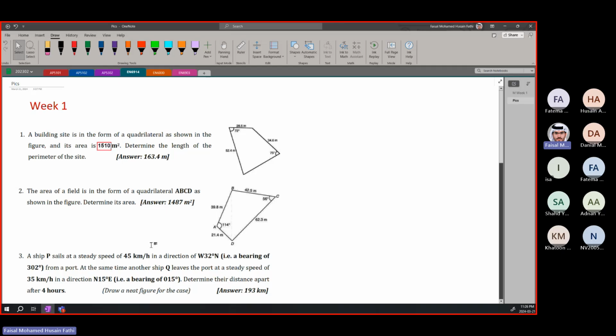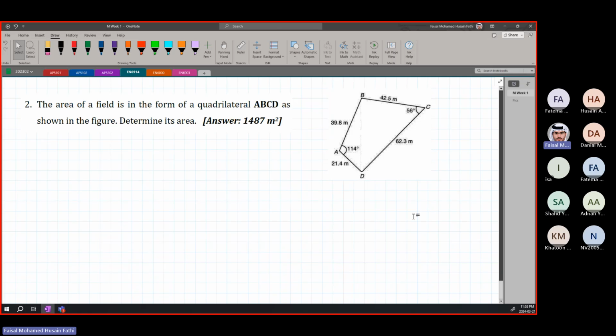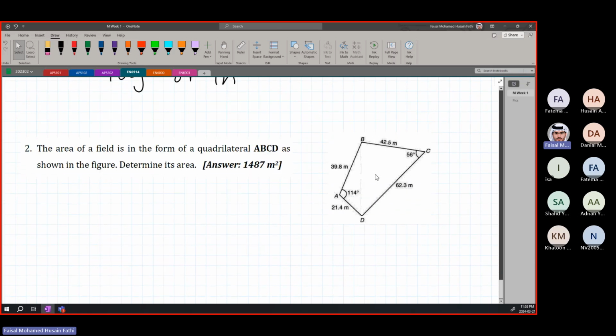Now I'm going to solve this question in the same manner. And then the answer was very close as well. Inshallah, I'll solve this question. This one is exactly the same method. If you're following the same steps and you're just getting a slightly different number, it's most probably a round off error, but it is exactly the same steps. The reason I wanted to solve this question is because it's very interesting. It's not something you covered in Math 1. The area of a field is in the form of a quadrilateral, a four-sided shape ABCD as shown in the figure.